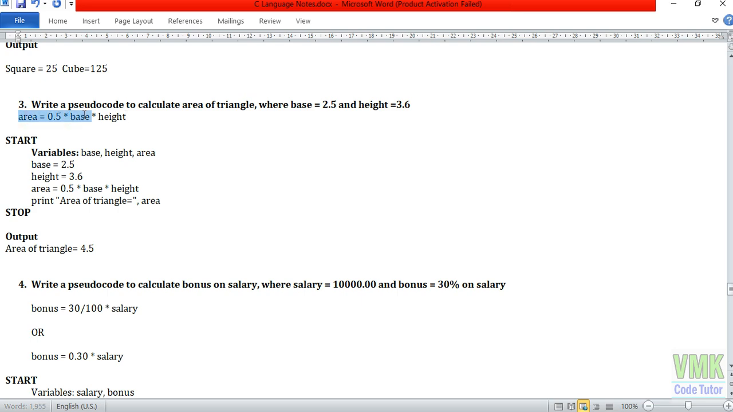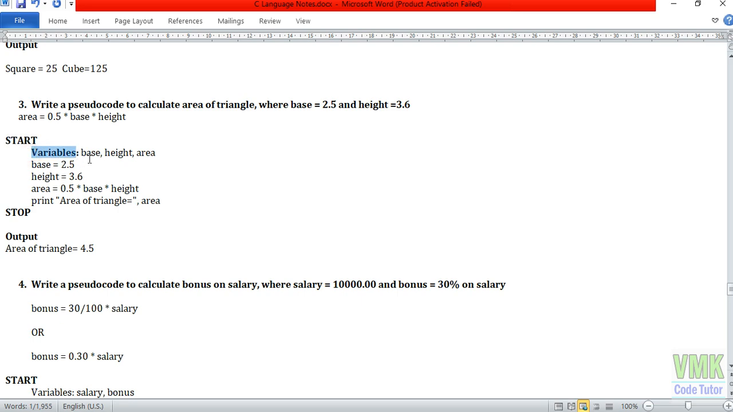So in this formula we have to know the values of base and height, then only we can calculate area. So therefore I am giving the base value and height value. Base is equal to 2.5 and height is equal to 3.6. Now using this formula you have to calculate area of a triangle. Got it? So in this formula how many variables are required? Three variables are required. One is area, next one is base, next one is height. What is 0.5? 0.5 is a constant value that never changes. So therefore for this constant value you should not take a variable.